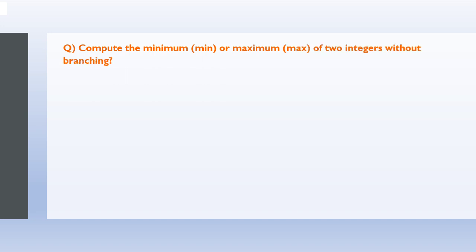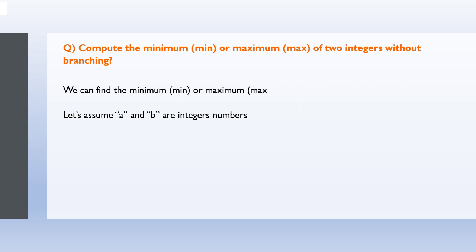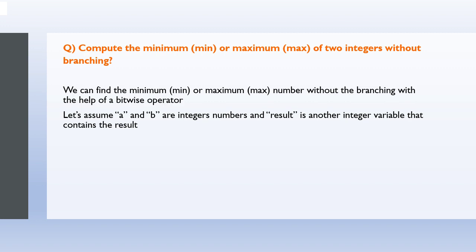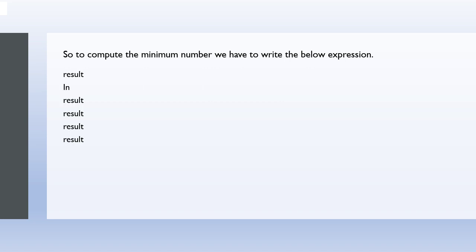We can find the minimum or maximum number without branching with the help of bitwise operators. Let's assume I have a and b integer numbers, and result is another integer variable that contains the result of the computation. So to compute the minimum number, we have to write the following expression: result equal to b ^ (a ^ b) & -(a < b).